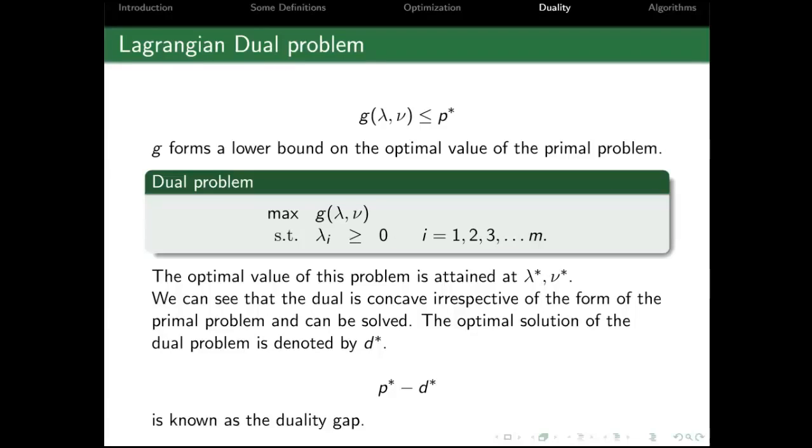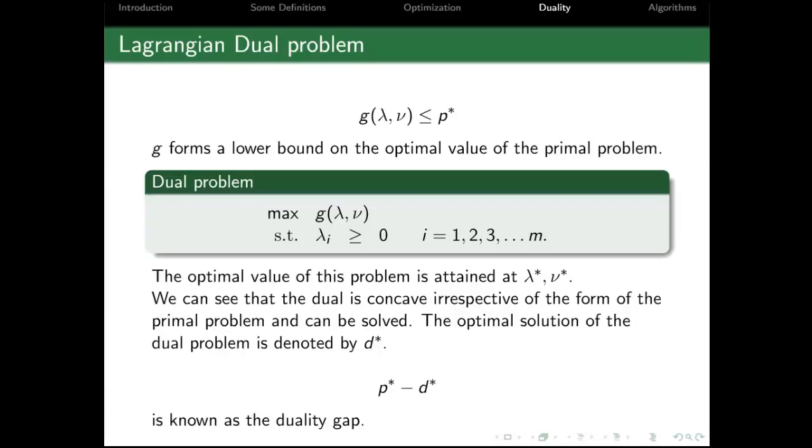So maximizing g of lambda comma nu such that lambda is greater than or equal to 0. The optimal value of this problem is attained at lambda star and nu star. We can see that this function g is concave irrespective of the form of the primal problem. So if you go back and see, we started with the general form of the primal problem, and we've reached g which is concave. So g can always be solved. The optimal value of the dual problem is denoted by d star.